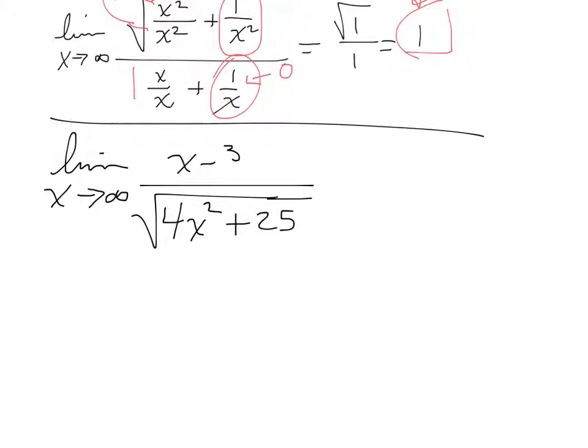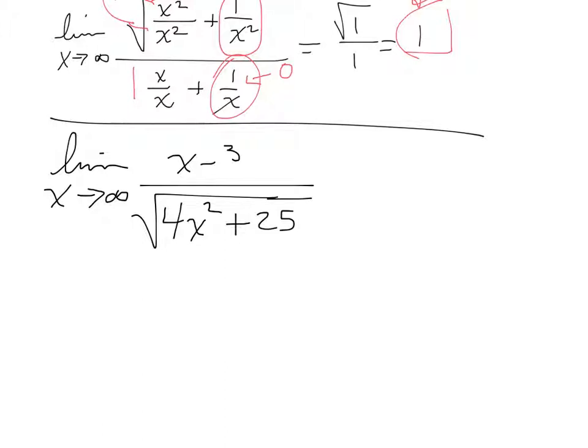What do you got to do with that 4, though? Be careful. Yeah, you got to square root it. So in other words, the answer is 1/2. Because if I take the square root of 4x squared, that gives me 2x. That's the same power. I have a 1 at the top, and I have 2x on the bottom. So same power. So my answer is 1/2.